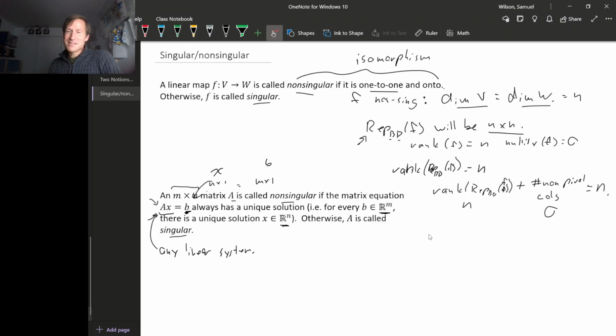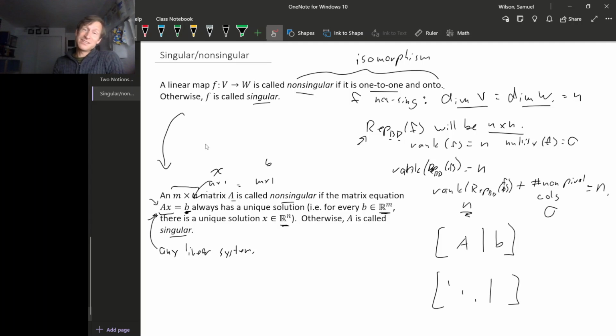So that means that if you write any linear system like this, when you do row reduction, you have to end up with a pivot in every column, because you only have n columns and you know you have n pivots because the rank is n. So you get 1s down the diagonal like this, and that means that you get a unique solution, right? So we've shown that if you have a non-singular linear transformation, the corresponding matrix is non-singular.